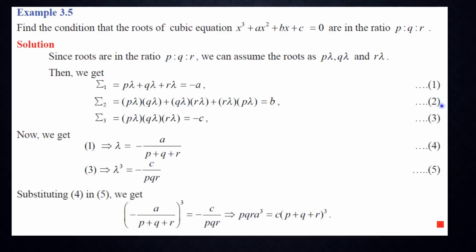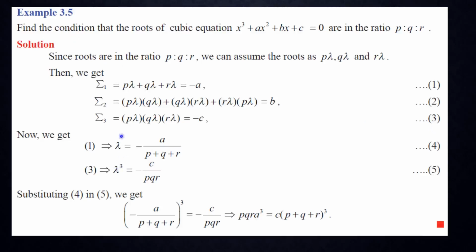Now to mark this as the equation number 2. Summation 3 means product of the roots. That answer is here minus d by a. Instead of that we are having minus c by 1, so we will get minus c. Now to mark this as the third equation. Now we are going to find the condition.